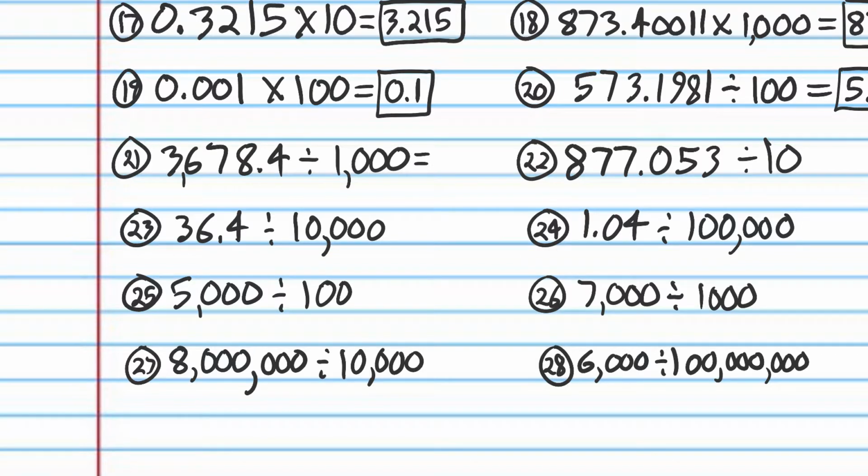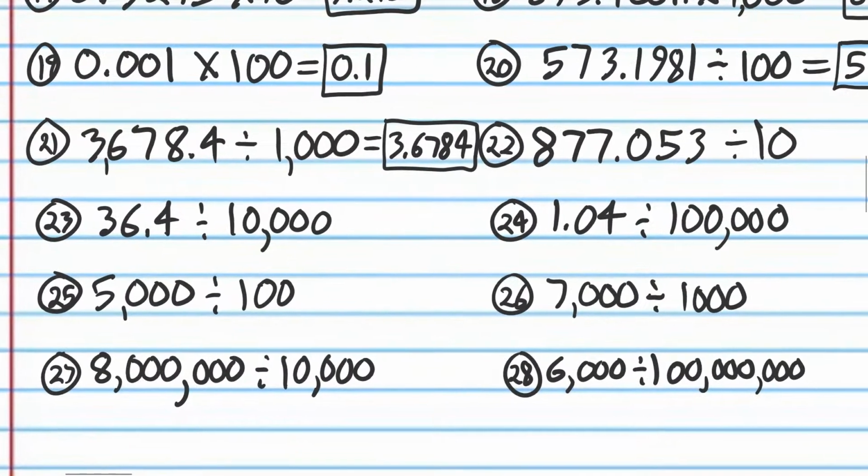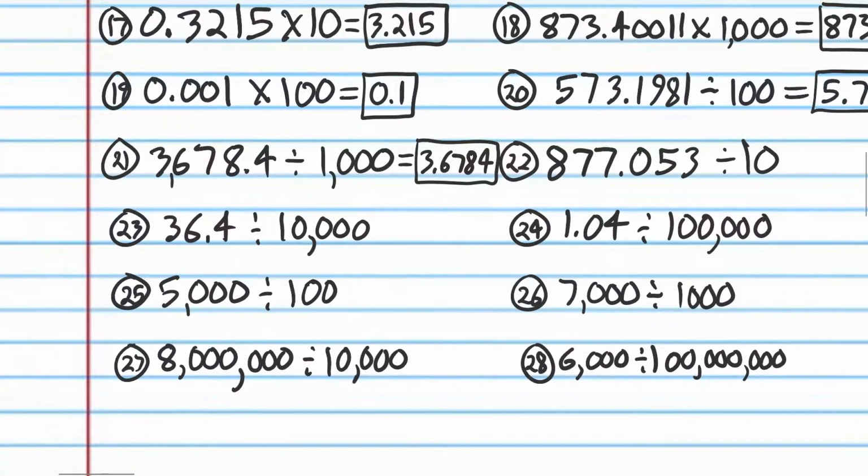We're going to move the decimal 3 places to the left, and we're going to get 3.6784. So 1, 2, 3 places. Why did we move 3 places? Because there's 3 zeros. I think you get the point. So why don't you try numbers 22 and 23, and when you come back, we'll do them together.